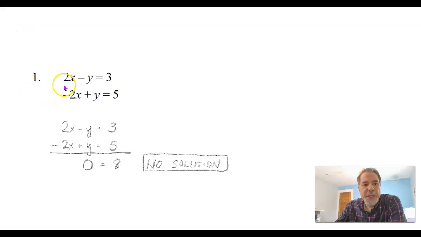So the first problem is 2x minus y equals 3 and negative 2x plus y equals 5. Now, if you just go ahead and add those two equations together, both of the variables get eliminated because the 2x and the negative 2x add up to 0, the negative y and the positive y add up to 0, and the 3 and the 5 add up to 8. So you end up with 0 equals 8. And since that's a contradiction, that is just plain not true, that means that this system has no solution. It's an inconsistent system.